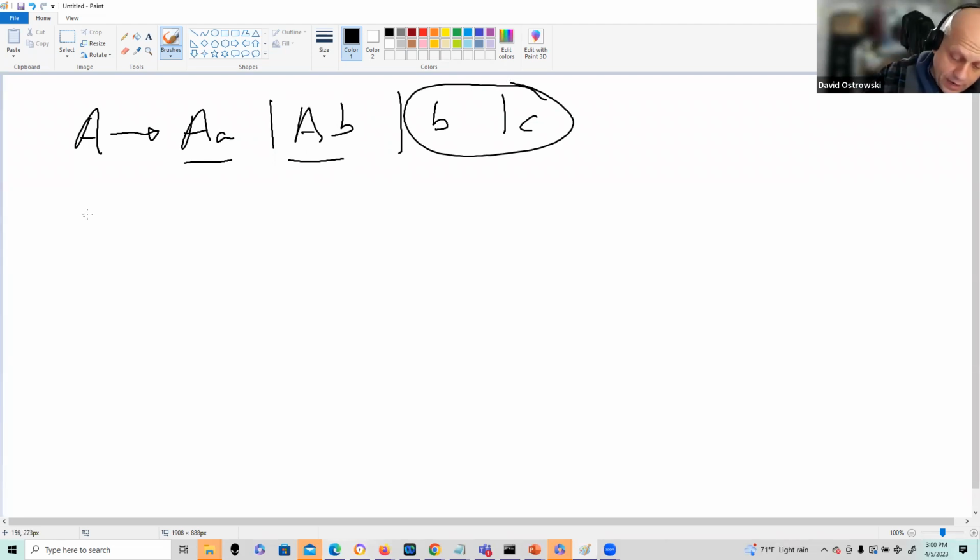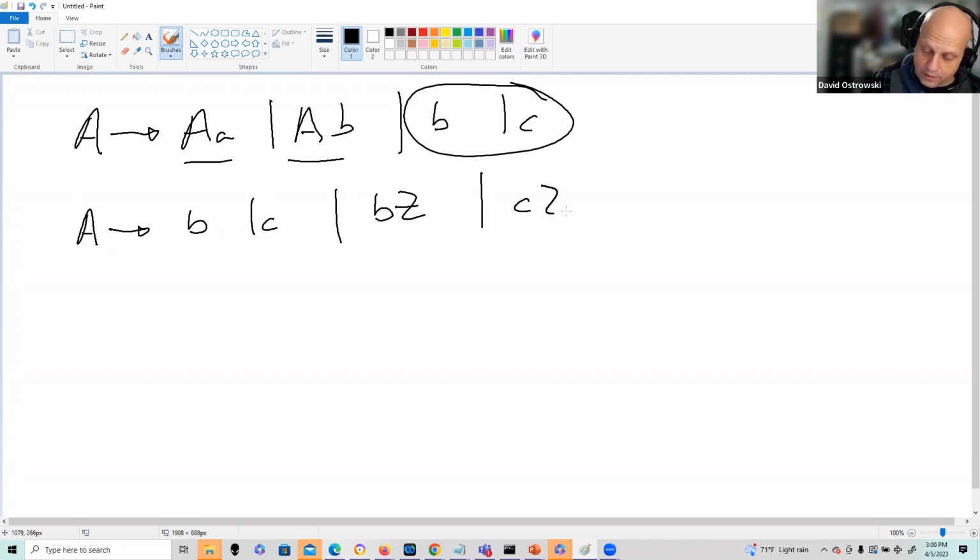So I can rewrite A to eliminate that left recursion. I'm going to put B and C. I'm going to keep that just the same. But I'm also going to put, and I could have put that later on, right? I'm also going to create a new non-terminal B of Z and C of, again, non-terminal Z, right? It's a capital letter. So here I'm going to write that non-terminal, and how's that going to be expressed?